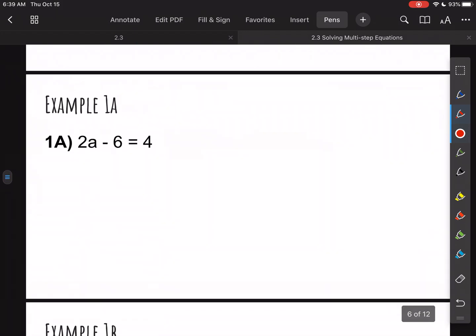All right, I really want you guys to give this a shot now. So try this one out before I do it here. Let's take a look at this. So here, I want to deal with the non-variable term first. I want to isolate the variable.